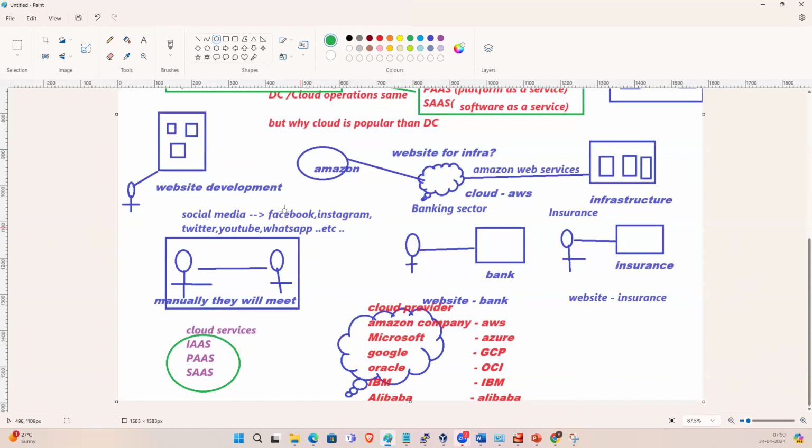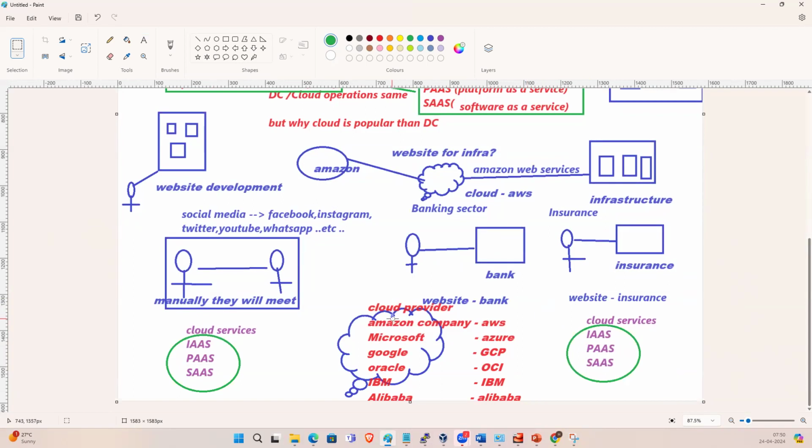Amazon, Microsoft, AWS, Google, Oracle, IBM, Alibaba. So these are the core functionalities, guys. These all are the core features, the core functionalities.